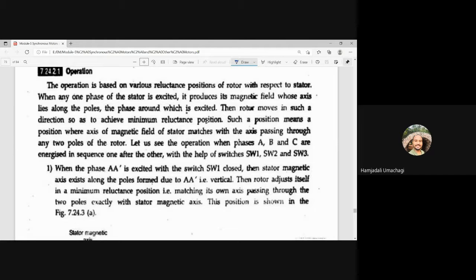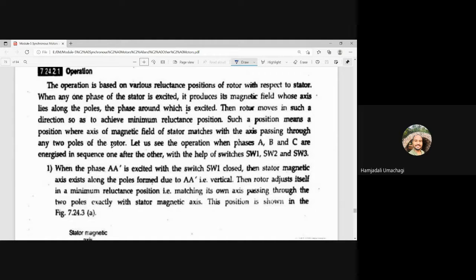Here the minimum reluctance position is the position where the magnetic field has been created. That is, the magnetic field has been created at the position of pole A dash by closing the switch SW1. Such a position means a position where the axis of the magnetic field of the stator matches with the axis passing through any two poles of the rotor.